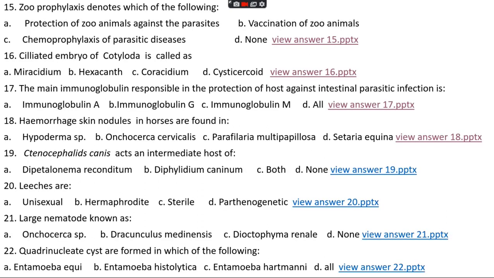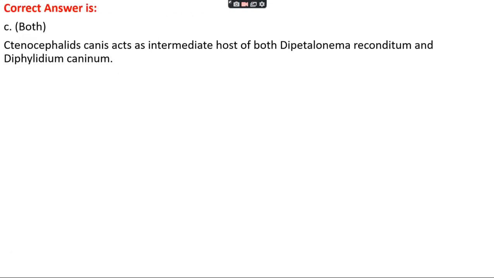Okay, question number 19. Ctenocephalides canis acts as intermediate host of: option A, Dipetalonema reconditum, option B, Dipylidium caninum, option C, both, option D, none. The right answer is option C, that is both. Ctenocephalides canis, the flea, acts as an intermediate host for both Dipetalonema reconditum and Dipylidium caninum.